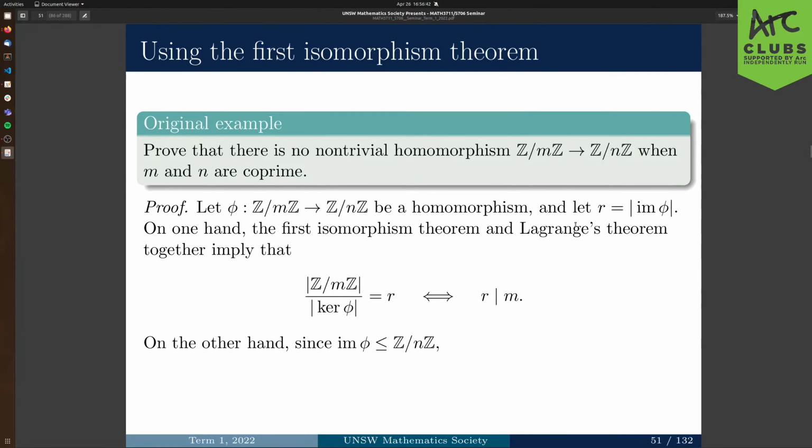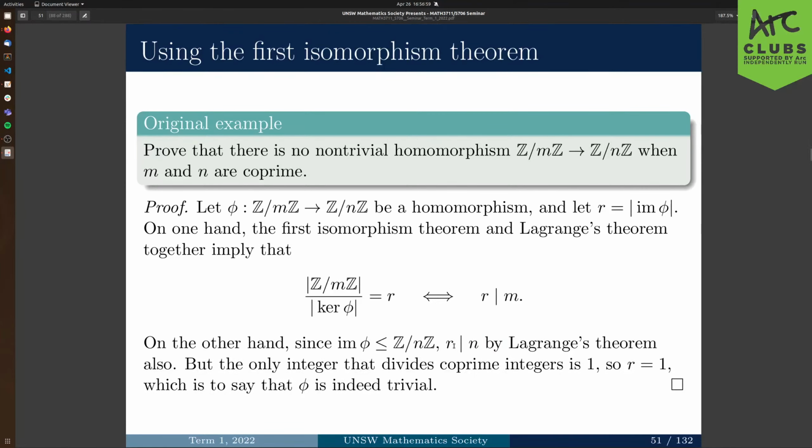So it's a subgroup of Z over NZ. So I can use Lagrange's theorem again. I know what Z over NZ's size is. I know that it's got N elements. So this implies exactly what I was trying to say before, which is that R also divides N. And I think from here it's pretty free, because like I said, anything which divides two coprime numbers has to just be 1, right? Because the only divisor they share by definition is 1.